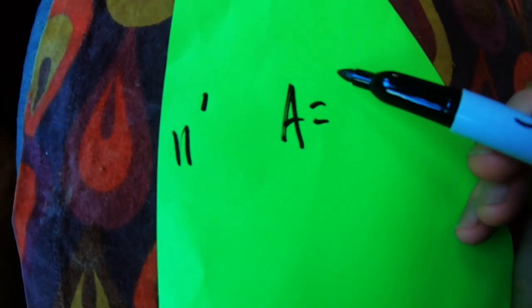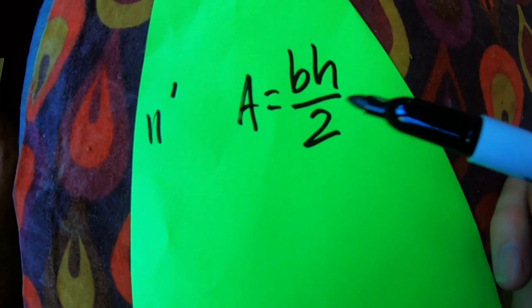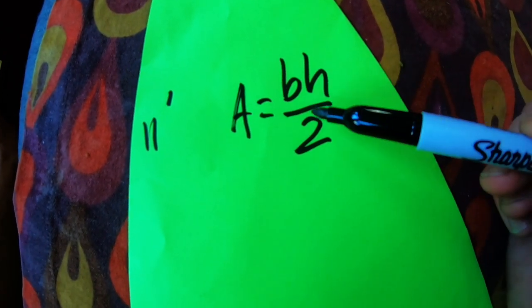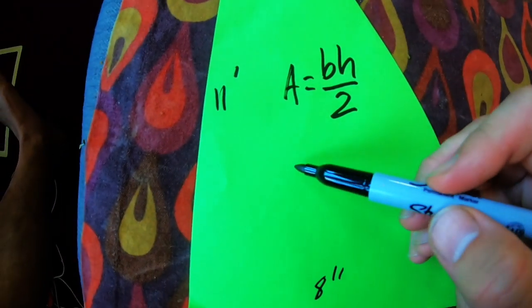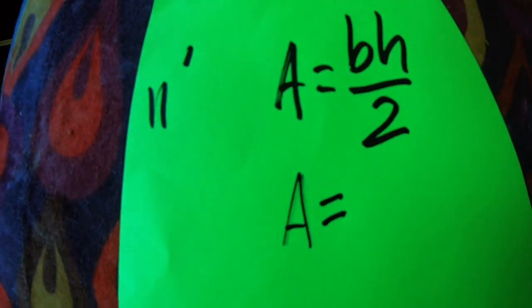Area of a parallelogram is base times height. And then we're only going to want half of that. There's the formula. Area equals base times height divided by 2. So we don't know the area. Let's write an A. We do know the base. The base is the number on the bottom, 8. The height is 11.